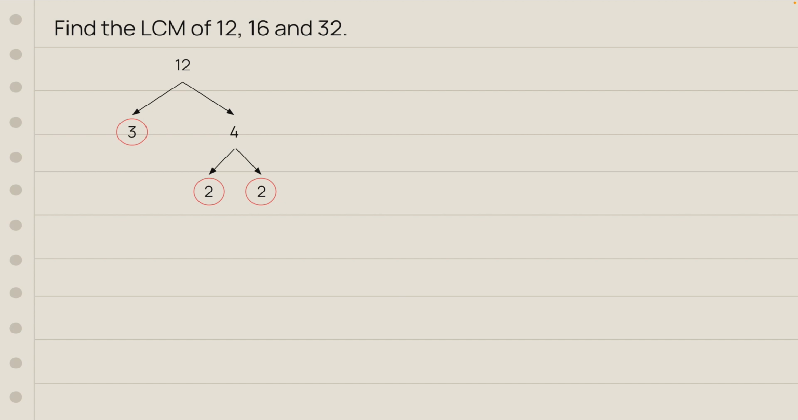Now, maybe you chose 2 and 6, then your 6 would break down into 2 and 3. So it's okay if your tree looks a little different than what I had, as long as the final numbers are the same. For 16, I can do 4 and 4, and those can be broken down into 2 and 2.